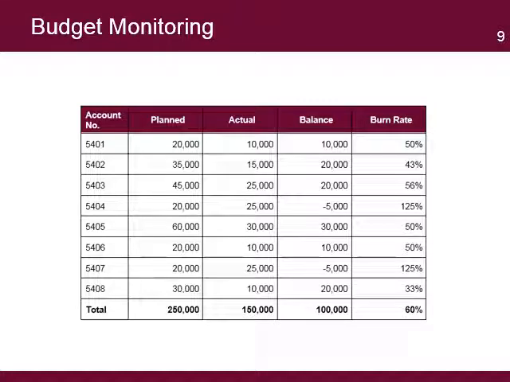In this example, the financial report, halfway through the duration of the project at 50% progress, shows that some accounts have used the planned budget faster than other accounts. It also shows that two accounts have exceeded the planned budget amounts.